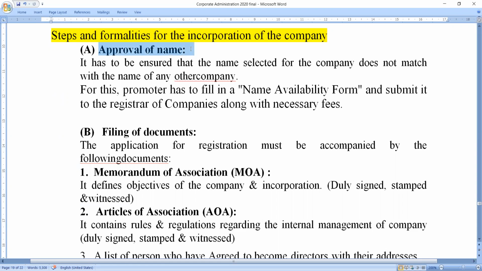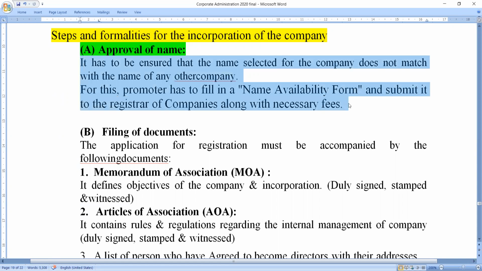The first one, in the steps of incorporation, is the approval of name. It is very, very essential. It has to be ensured that the name selected for the company does not match the name of any other company. See, this is very, very important.